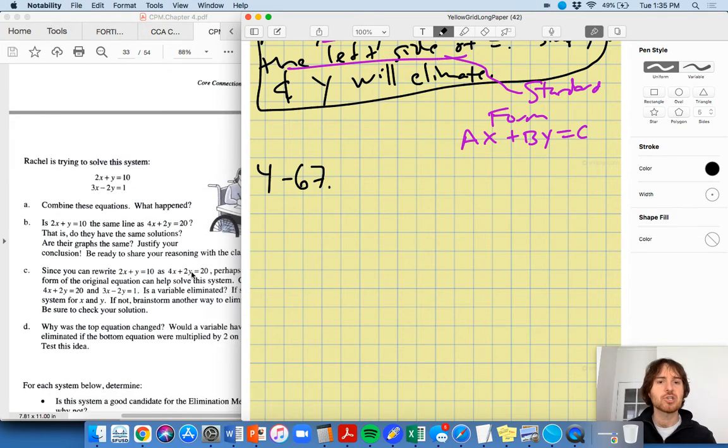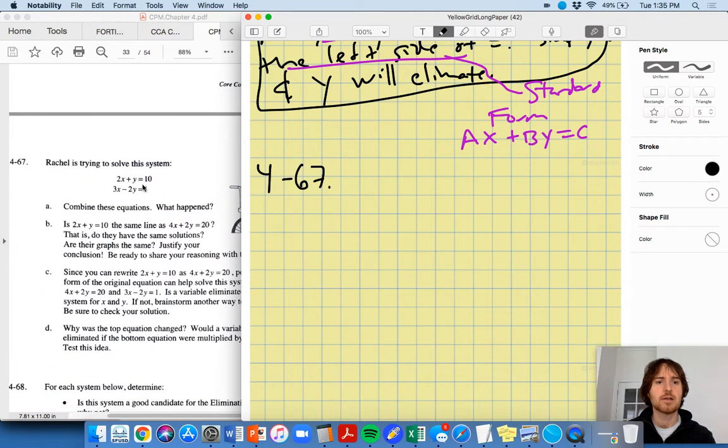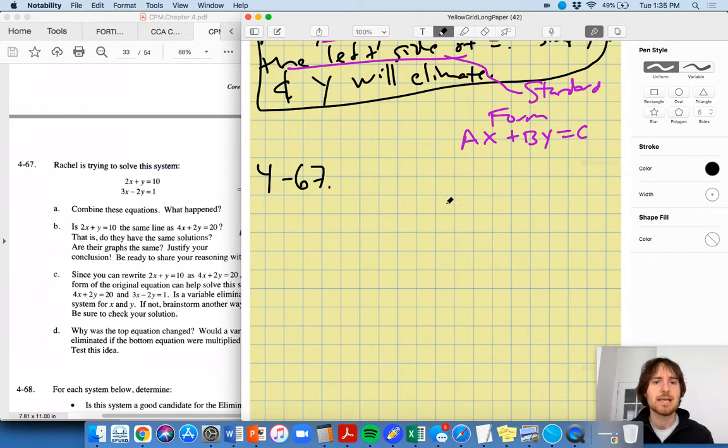All right, anyways, we got Rachel. Rachel's over here, and she is trying to solve this system. 2x plus y is equal to 10. So I'm going to copy down because it says combine these equations, see what happens.